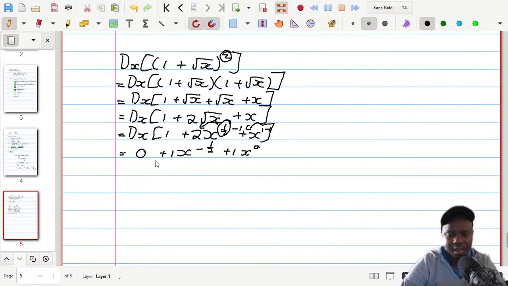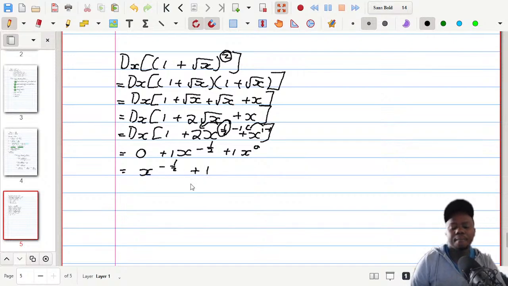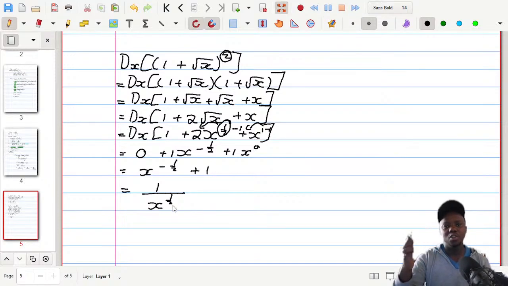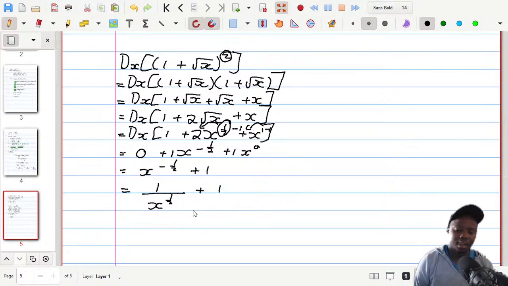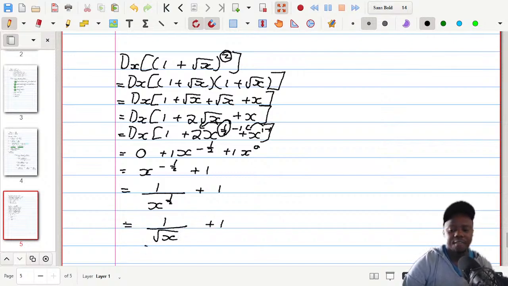Let's simplify this. I'm going to have x to the power minus a half plus 1. What you always want to do is make sure that you write your answers with positive exponents. And to make this the case, I'm going to put this as 1 over x to the power a half. If you can remember, when you have a denominator with the negative exponent, make it the numerator to make the exponent positive, and vice versa. Plus 1. Now when you get to this point, exponent of a half is the same as the square root. So I can write this as 1 over the square root of x plus 1. Then there we are, this is my derivative.